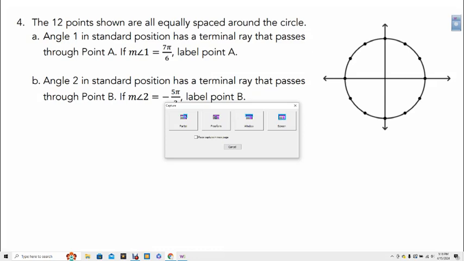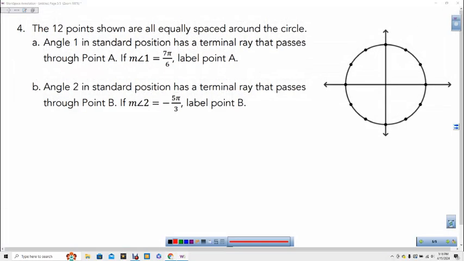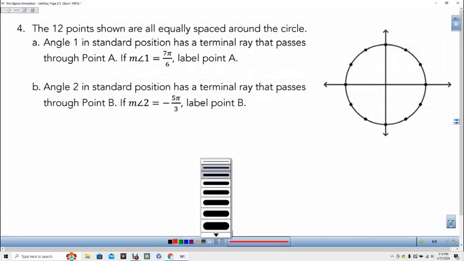All right, so number four, we've got to do a little bit of thinking here. It says the 12 points shown are all equally spaced around the circle. Angle 1 in standard position has a terminal ray that passes through point A. We've got to find where point A is. If the measure of angle 1 is 7 pi over 6, label point A. And then we've got to label point B with this information. But let's go back over here and think.